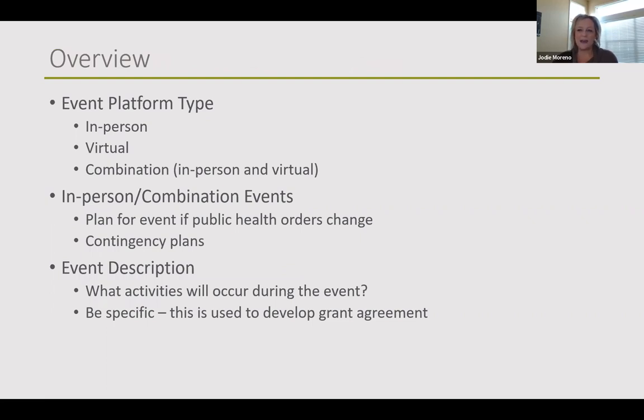Under the overview tab, when you're in Web Grants, you're going to see that you need to let us know what kind of platform it is: in-person, virtual, or combination. And then if you click in-person, there's going to be another branching question that asks you what your plan is in case the public health orders change. So I would make sure you have a contingency plan.